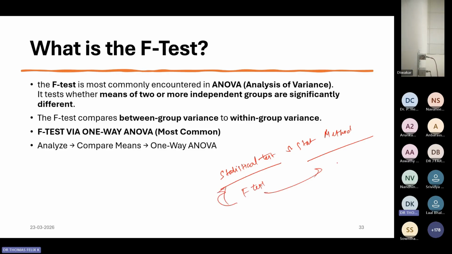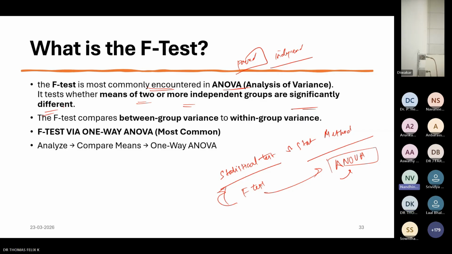When we are using this F-test in ANOVA, the ANOVA is a method, it's not a statistical test. That's why they say the F-test is most commonly encountered in ANOVA, analysis of variance. Generally, we will be using this one. It tests whether the means of two or more independent groups, not paired, are significantly different.